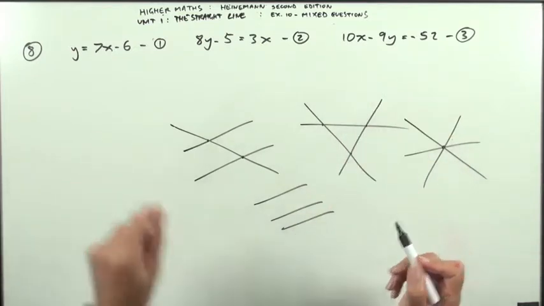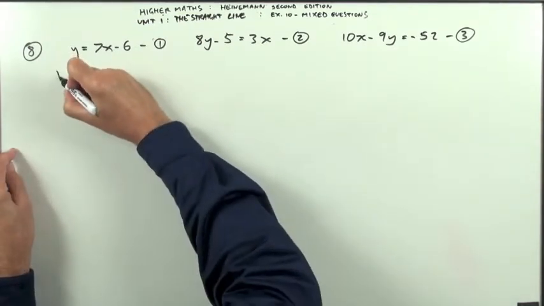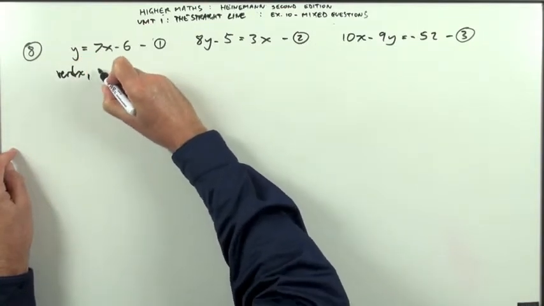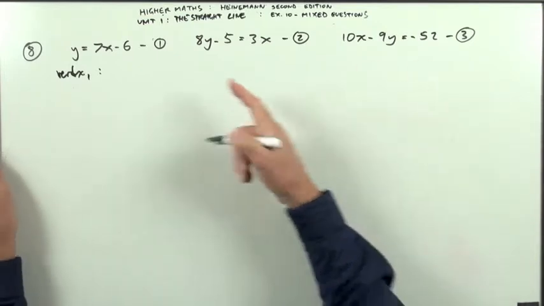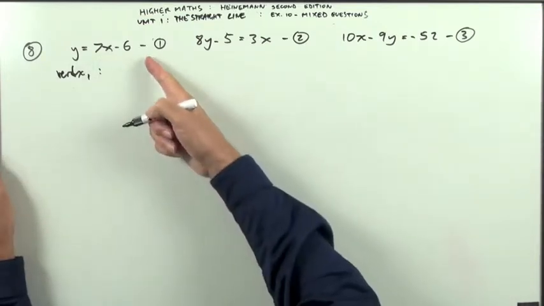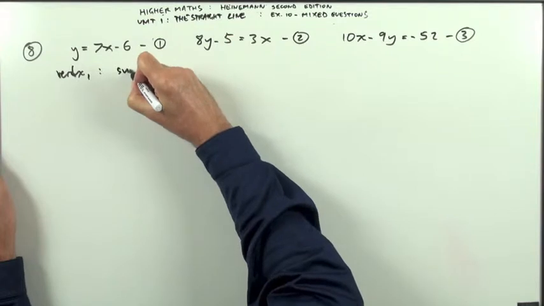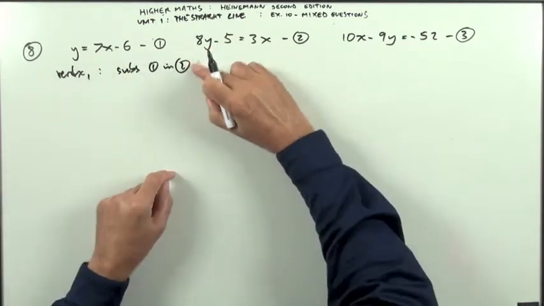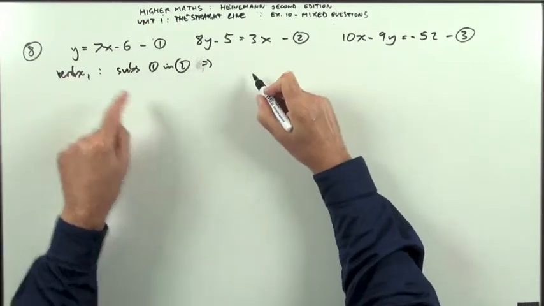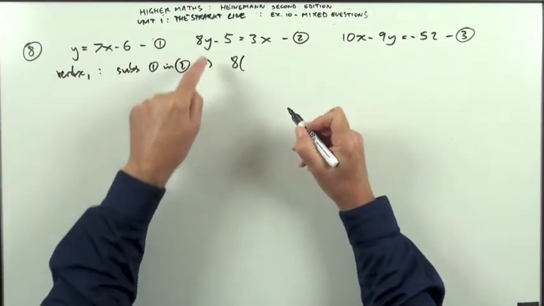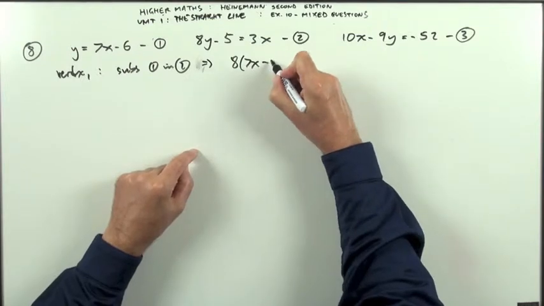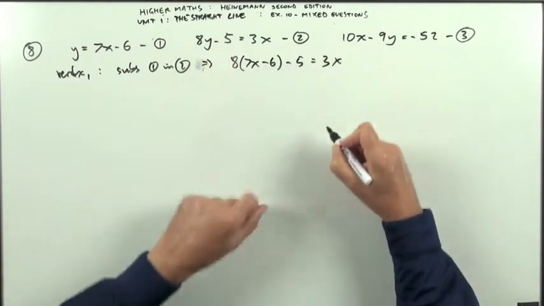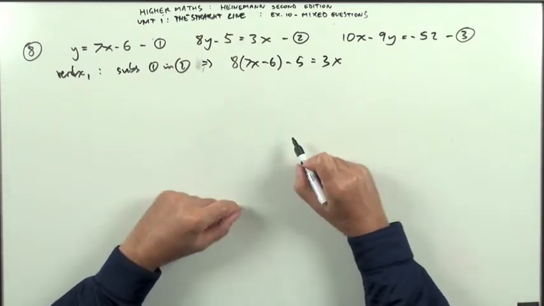Right, back to this. Points of intersection. So I'll just find them. Vertex 1, I'll call it. For vertex 1, any pair you like. Well, that's perfect for substitution, so I'll substitute 1 into 2, in which case I'll have equation 2 with 1 written in its place. So 8 times, instead of y, 7x minus 6, then finish off equation 2, minus 5 equals 3x. Only one variable, so it can be solved.